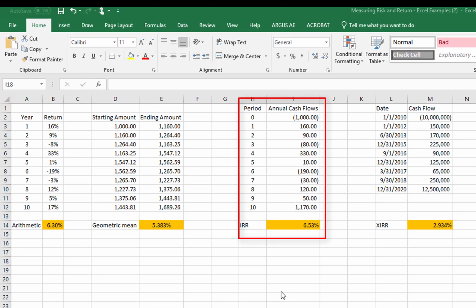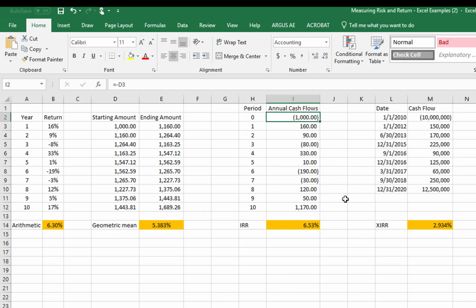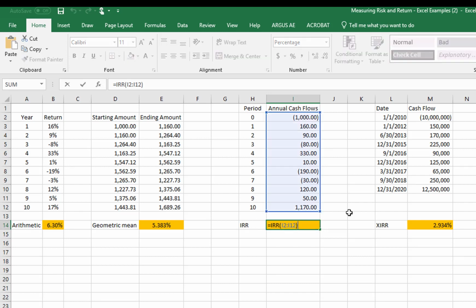So over here on the right, we're going to take a look at the IRR function and the XIRR function. With the IRR, we're going to want to have, up front, our initial investment, and then we're going to follow that by a series of periodic cash flows. In this case, I've labeled them as annual cash flows. And then we're just going to use the IRR function, very simple, very straightforward, highlight all of the cash flows, and we would get an internal rate of return.